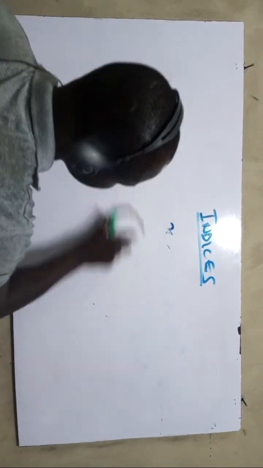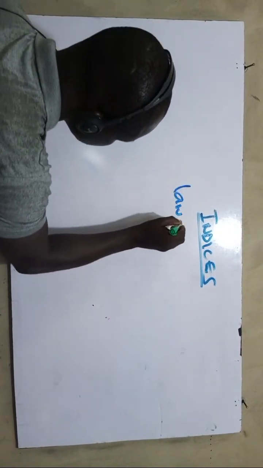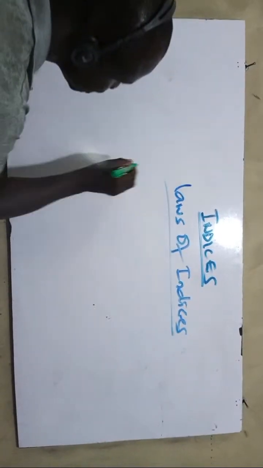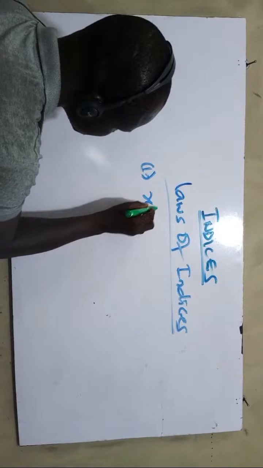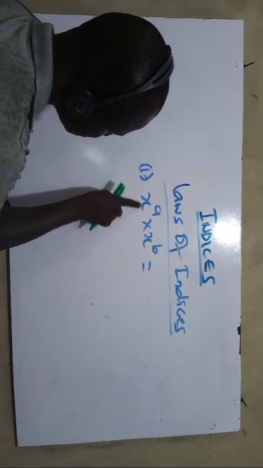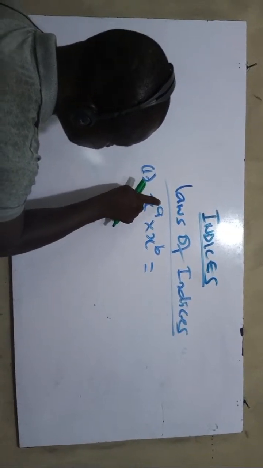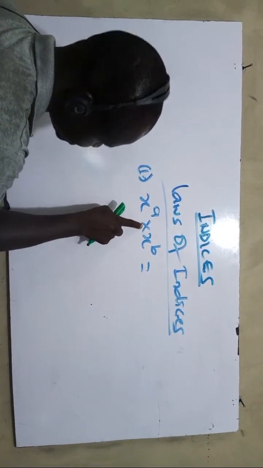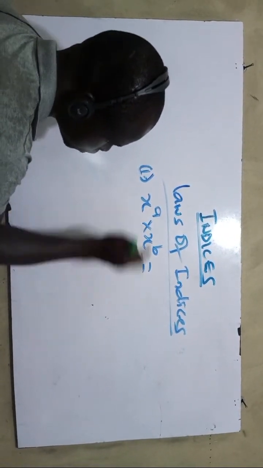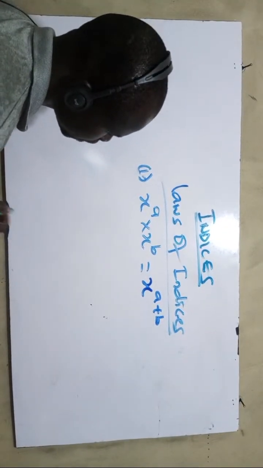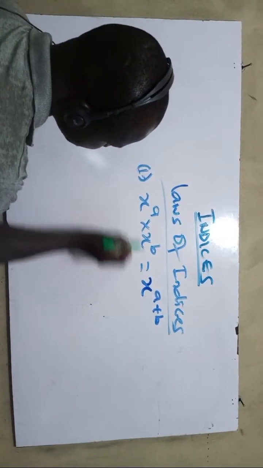Then I want to go to the laws of indices. We have about 7 laws of indices. The first one is when we have x raised to power a times x raised to power b. They must have the same base, but they can have the same power or different power or index. So if the operating sign is multiplication, the law says that we should add the powers together, a plus b. And this is the first law of indices.